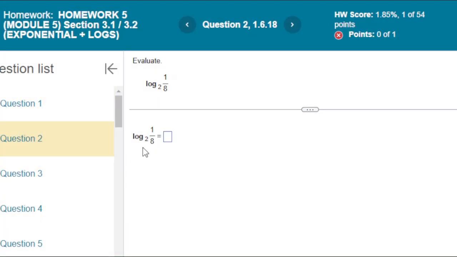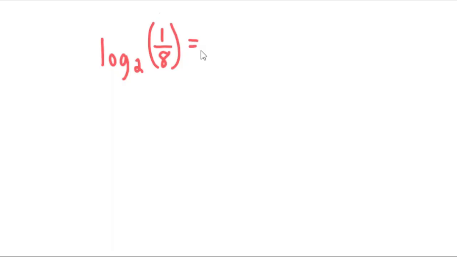Okay, now question 2 is log base 2 of 1/8. What does that equal to? Well, if this had said 8 instead of 1/8, the answer would be 3, right? 2 to the 3rd power is 8. But isn't it 2 to the negative 3rd power that would be 1/8? In fact, why is the answer negative 3?